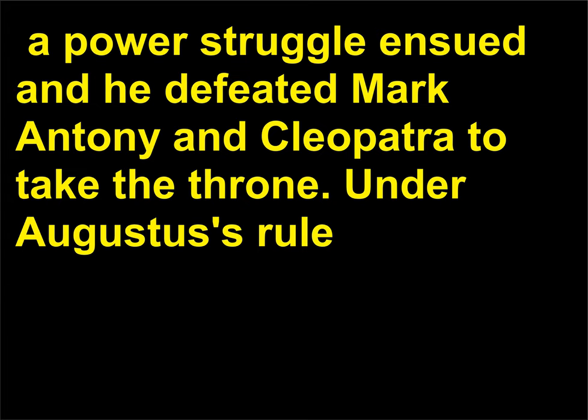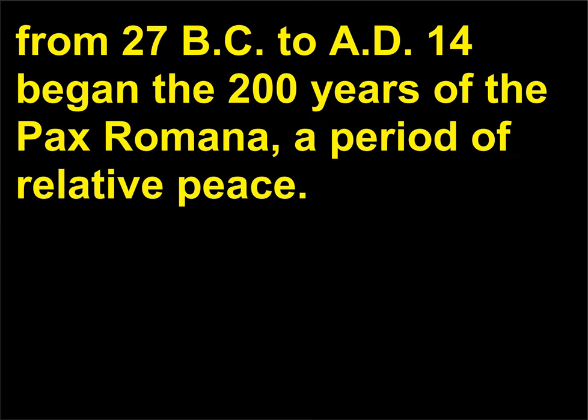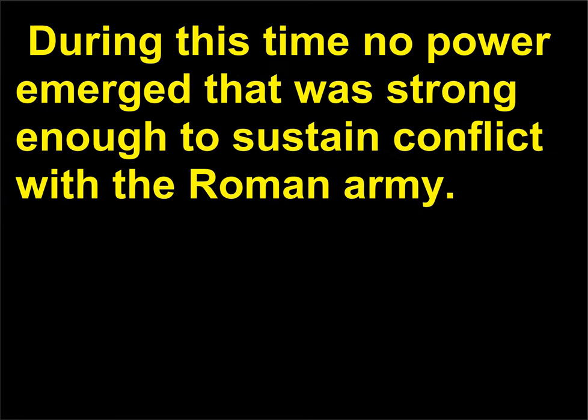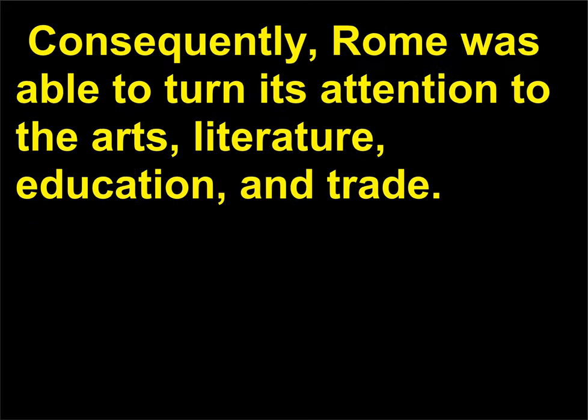Under Augustus's rule, from 27 B.C. to A.D. 14, began the 200 years of the Pax Romana, a period of relative peace. During this time, no power emerged that was strong enough to sustain conflict with the Roman army. Consequently, Rome was able to turn its attention to the arts, literature, education, and trade.